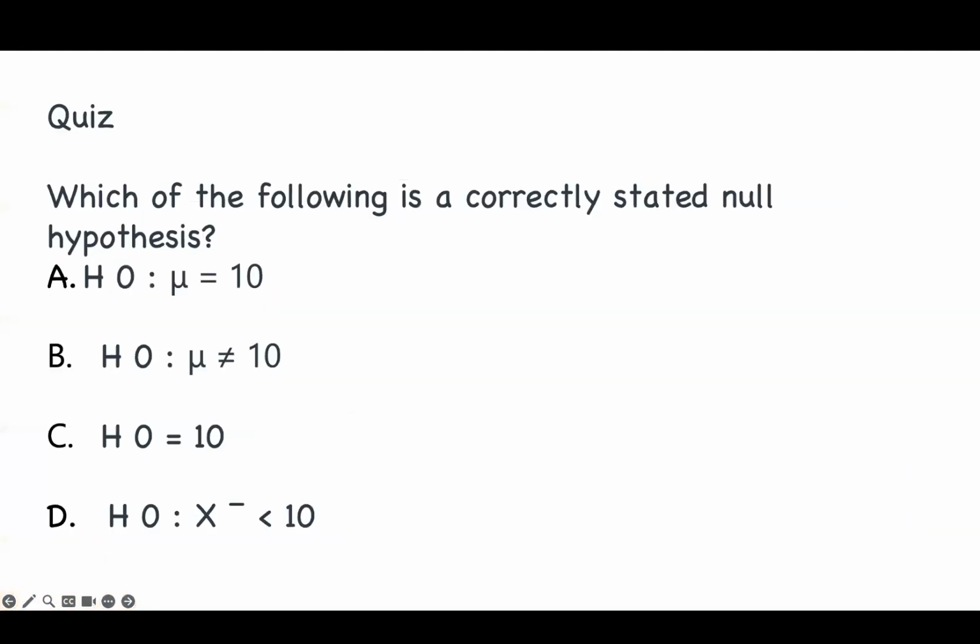Okay, let's have some fun. Quiz number 1. Which of the following is a correctly stated null hypothesis? Please pause the video and make your answer. So the correct answer is A. The null hypothesis states there's no difference between the population mean and some specified value. It is also referred to as the hypothesis of no difference.